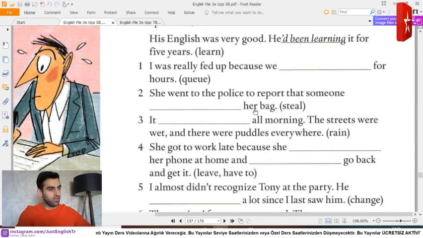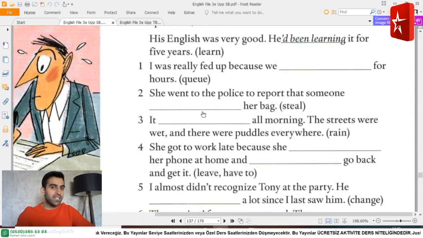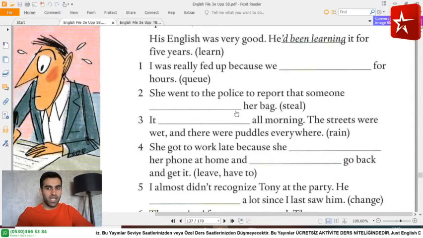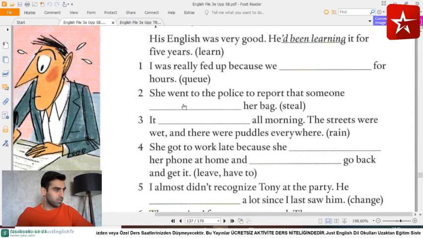Yes, had stolen. Had stolen is the correct answer. She went to the police to report that someone had stolen her bag. Had is the correct answer. Yes, not has stolen. Had stolen is the correct one.